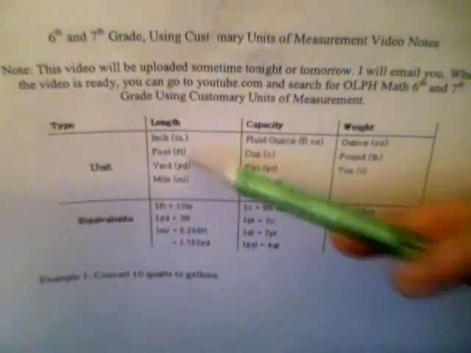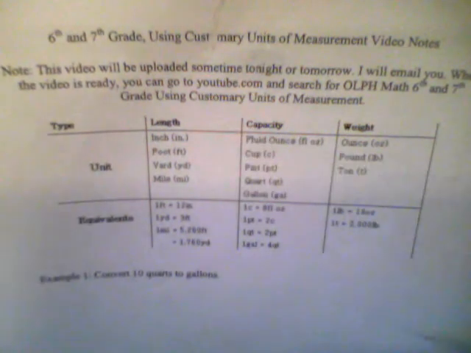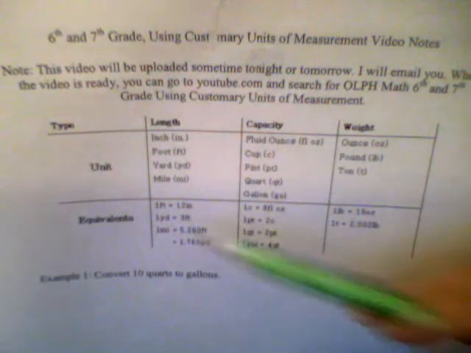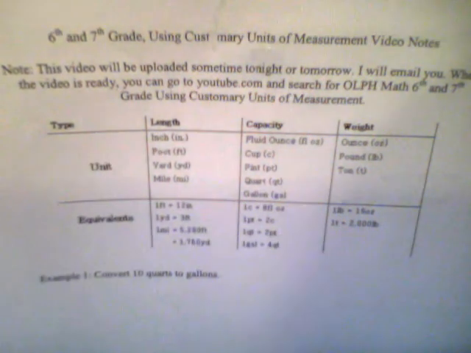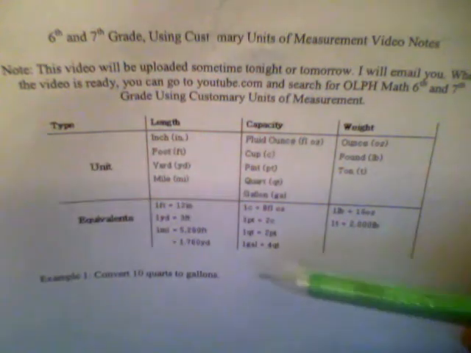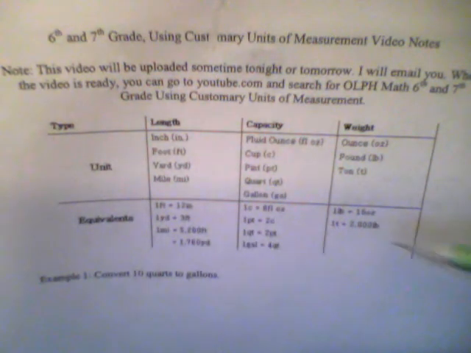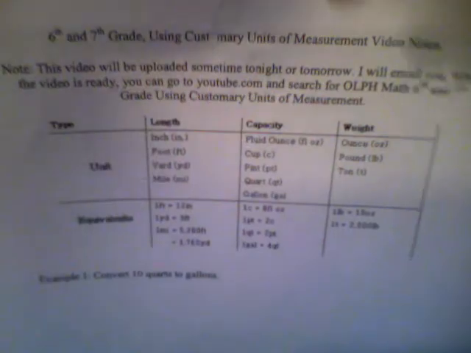So here in this chart, I have the units we use, and I also have their equivalents, such as 1 foot is equal to 12 inches, or 1 quart is 2 pints, and so forth. I'm going to expect you to have this chart memorized, so you need to be able to tell me that 3 feet is equal to 1 yard, and so forth. Because you're going to need this whenever you're going to convert between units. So let's just work a couple of examples.